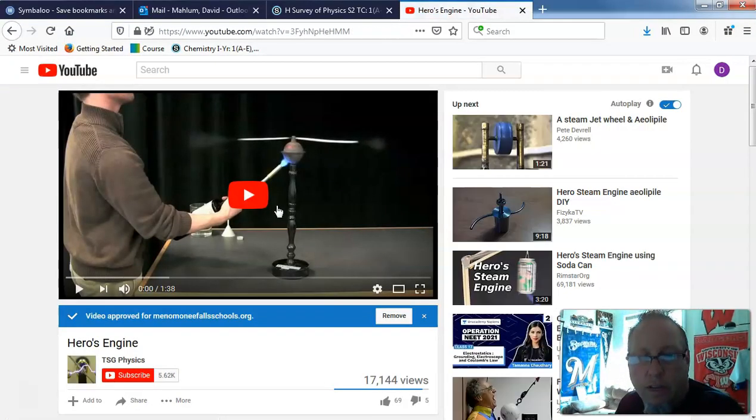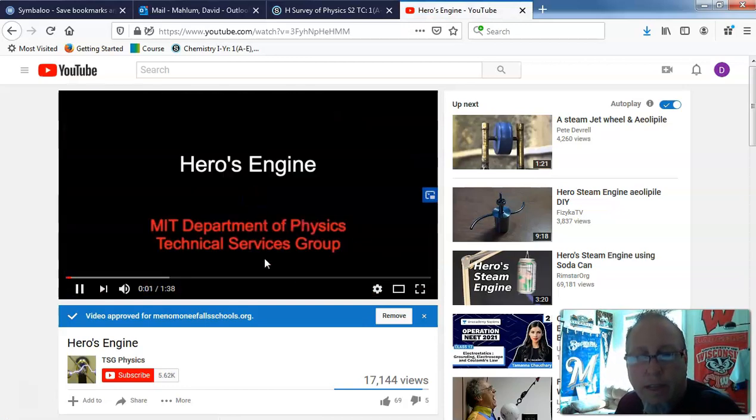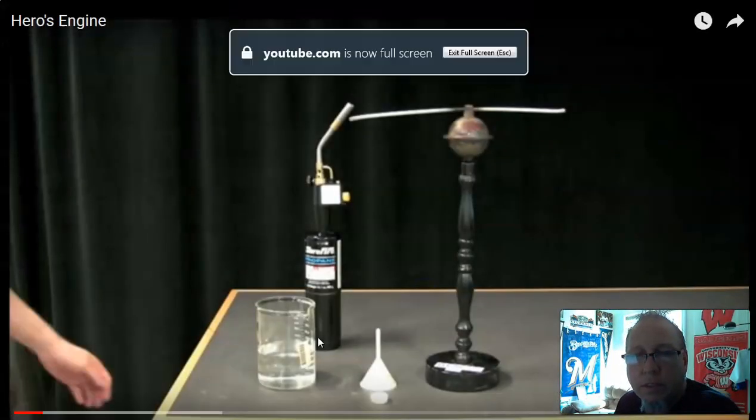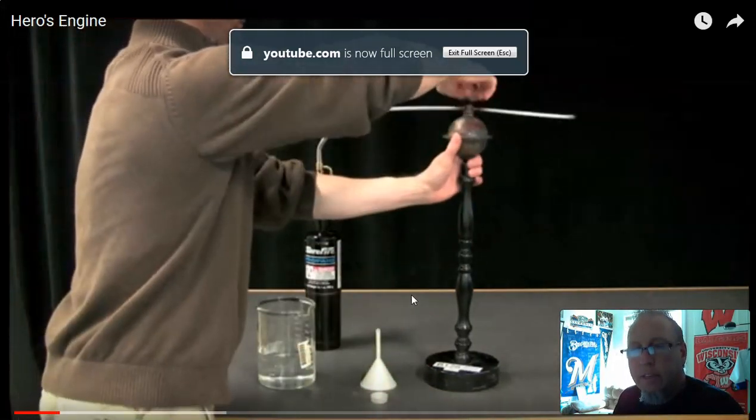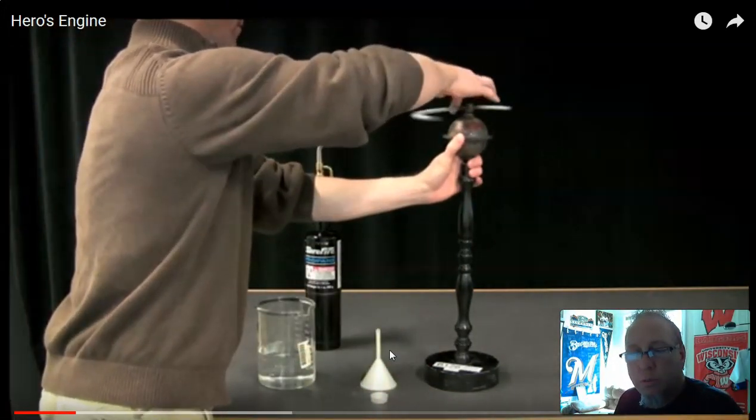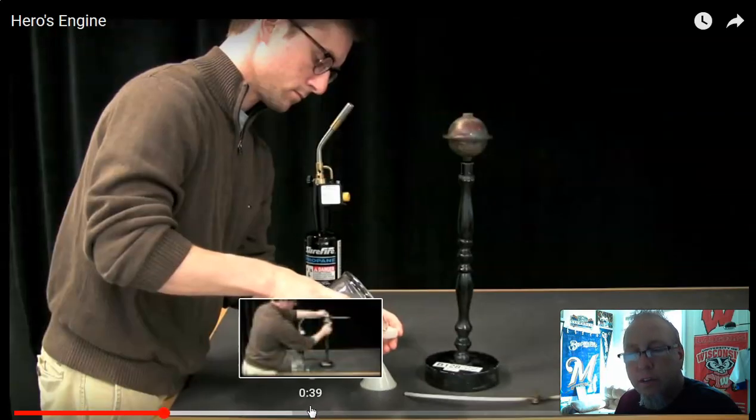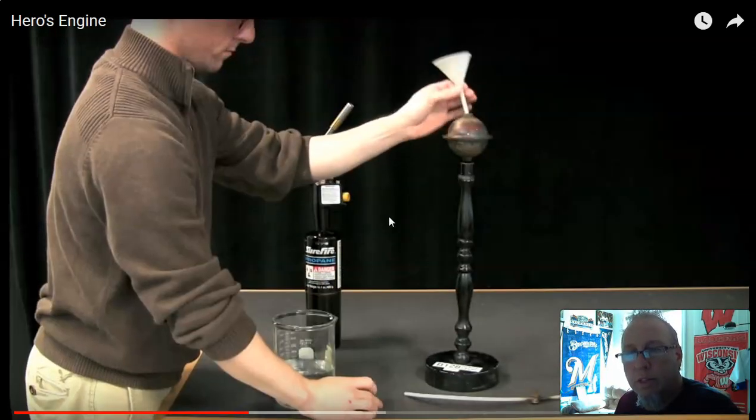And this is called Hero's Engine. It's brought to you by the MIT Physics Department. And it's an example of the first steam engine. So he's going to put some water in here. I'm going to skip ahead in the video a little bit. All we're doing is we're adding some water to the Hero's engine.